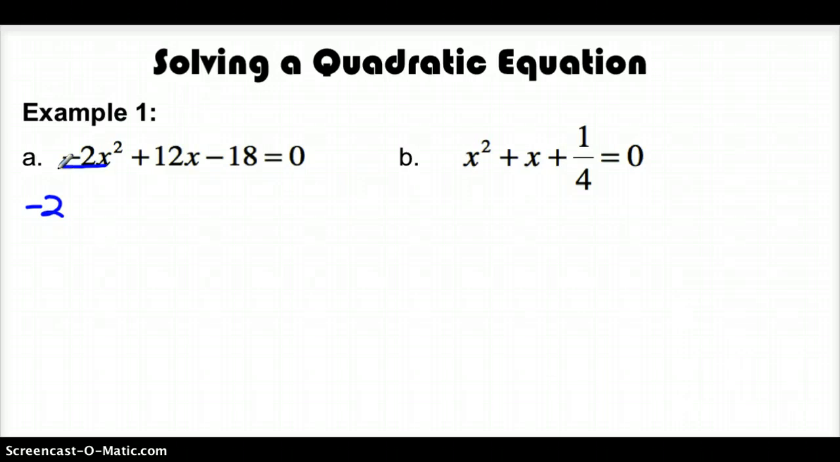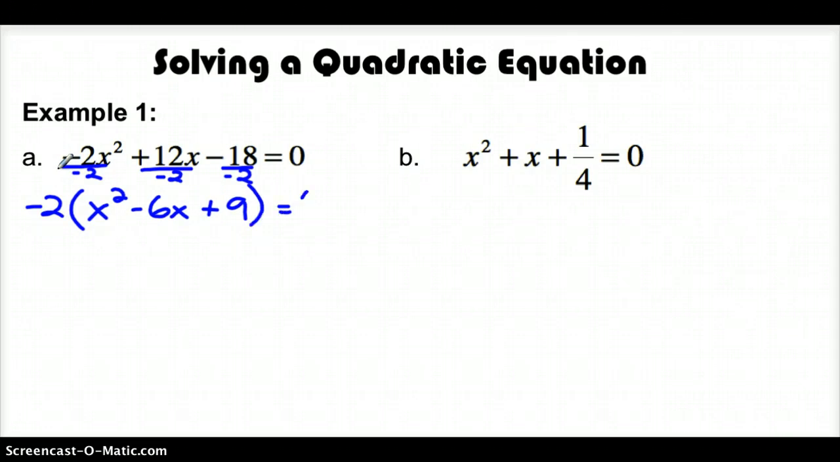Now I'm going to divide each of these terms by negative 2, and write down what's left over. I'll be left with x squared minus 6x plus 9. At this point we should see that this 9 is a perfect square, and so is the x squared out front. We notice that the middle number is negative, so this should fall into our special factoring patterns.